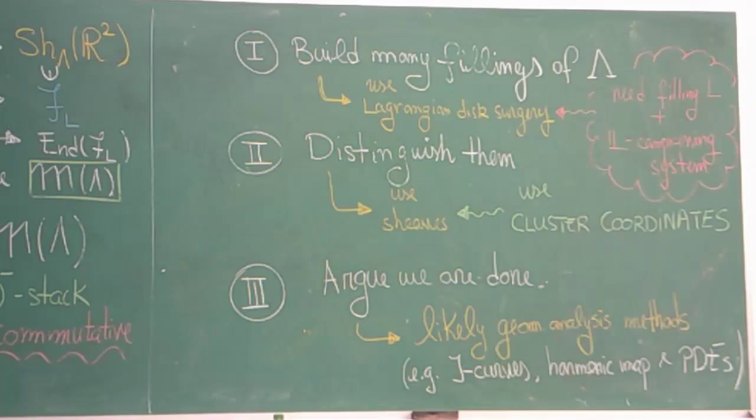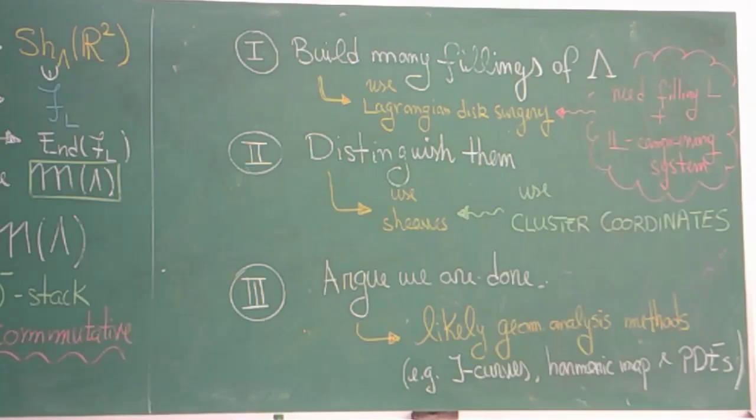Once we've built all of them, step number 2 will be to distinguish them. Are they Hamiltonian isotopic or not? And here you will use sheaves. We will argue that the sheaves we're going to build are sheaf quantizable, and we're actually going to give an explicit sheaf that quantizes these fillings. Now you want to tell them apart, and the computations look very much like my first lecture today, where you start to use coordinates.